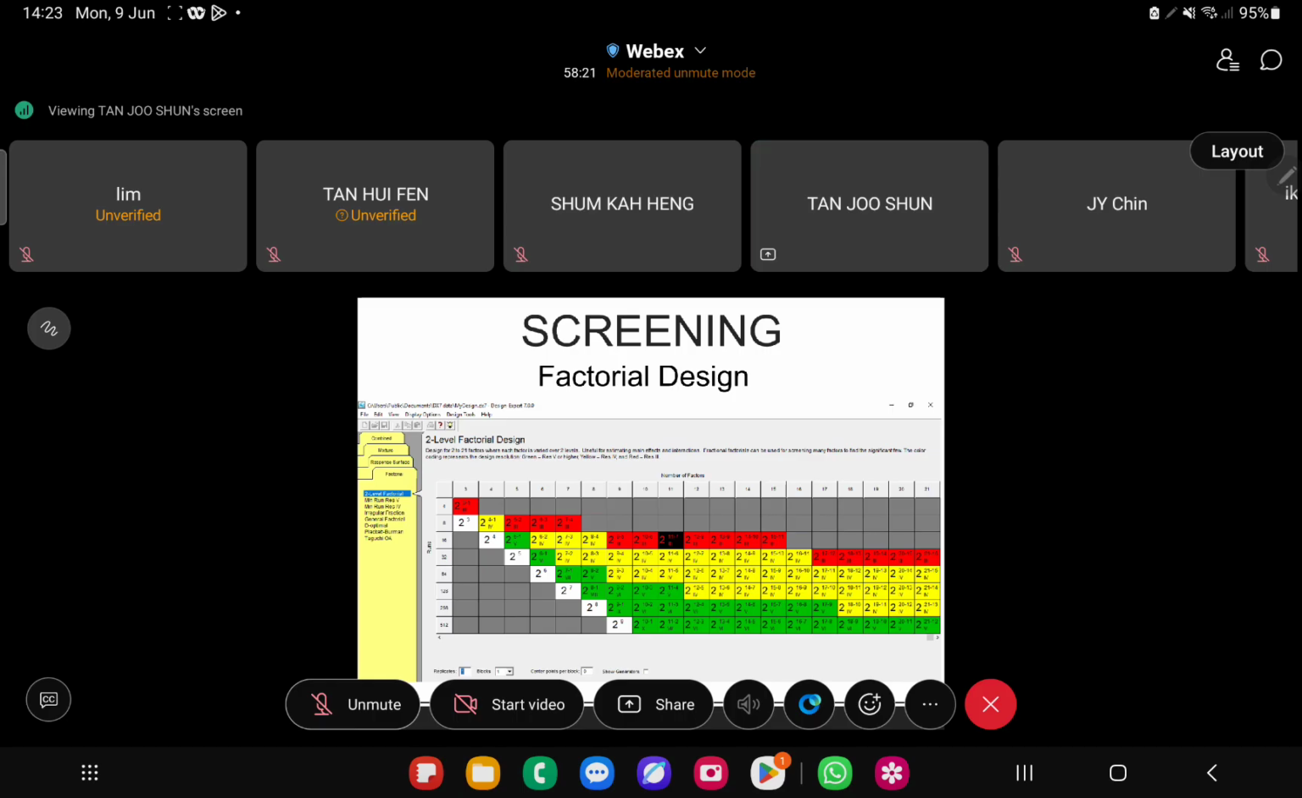So, two-level factorial design. You can see the white color column is the full factorial design, meaning you run all of the experiments. The green, yellow, and red colors are the fractional factorial design, where you just run a portion of the experiment runs.